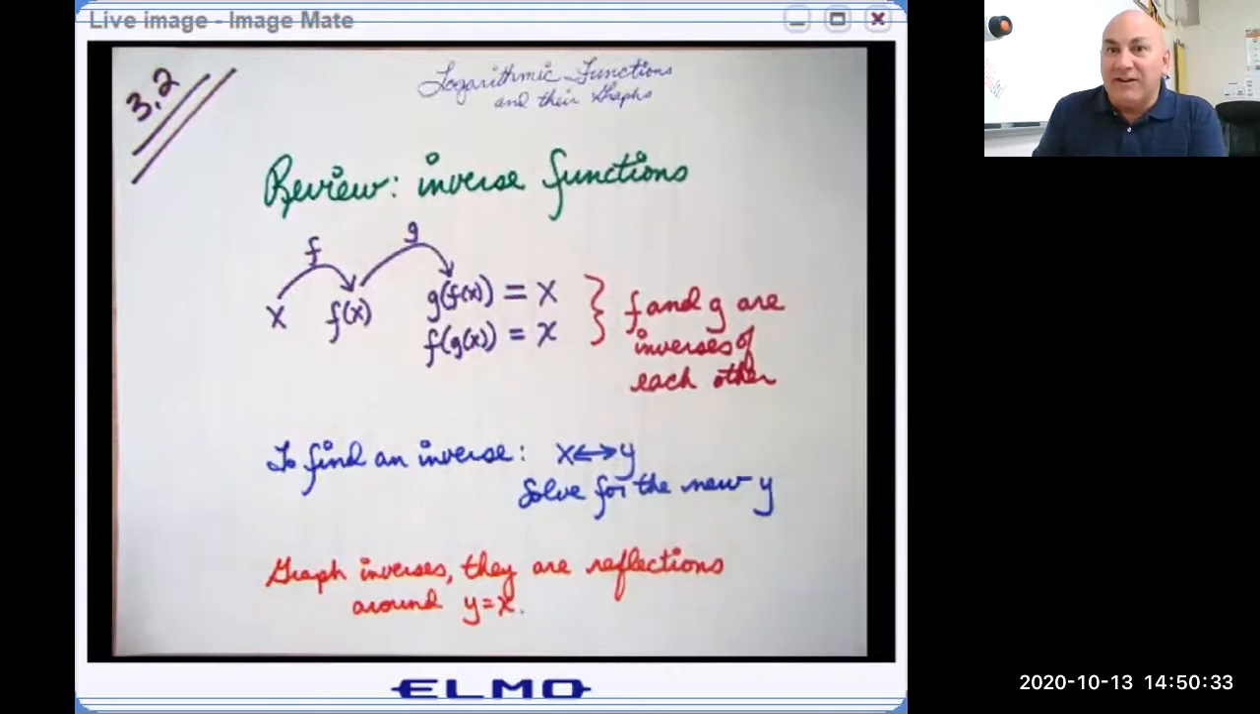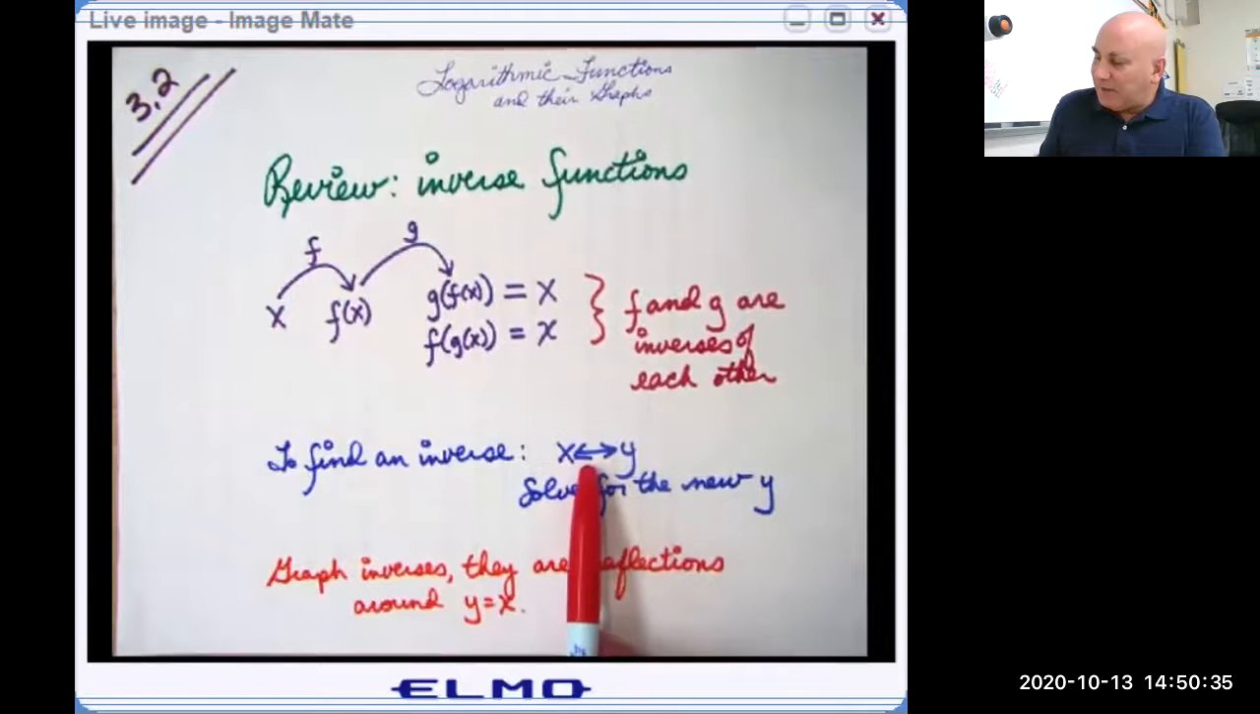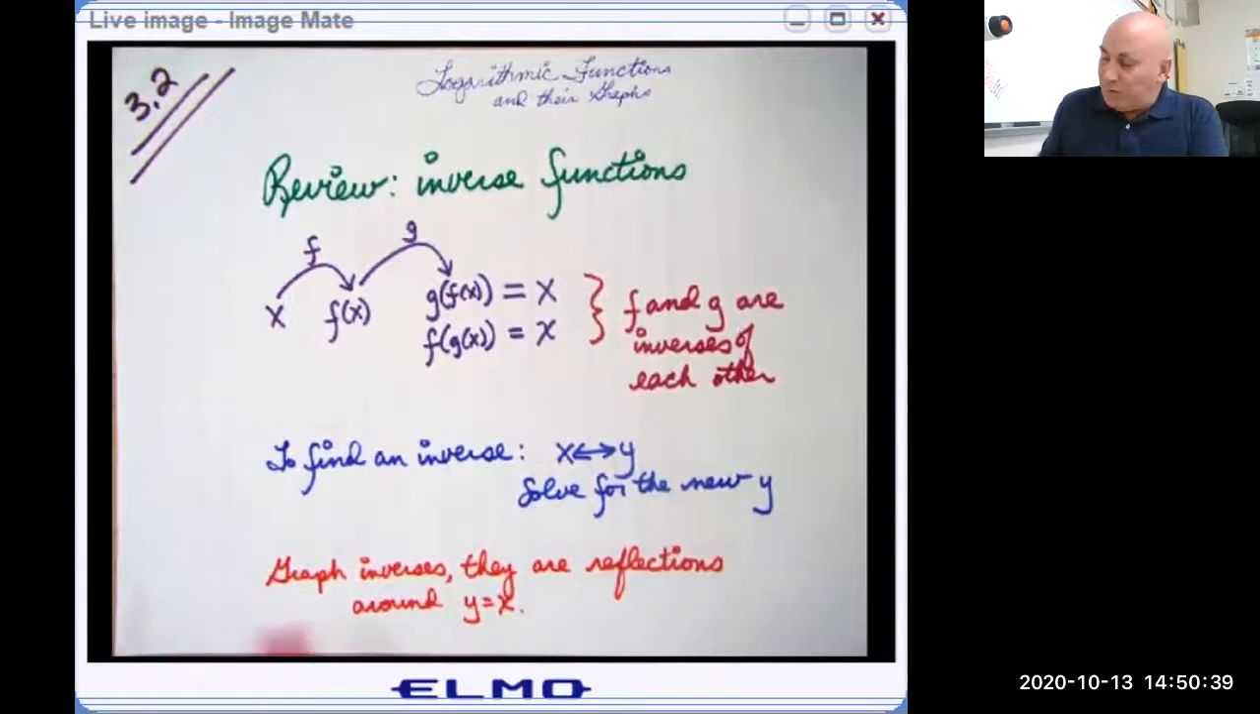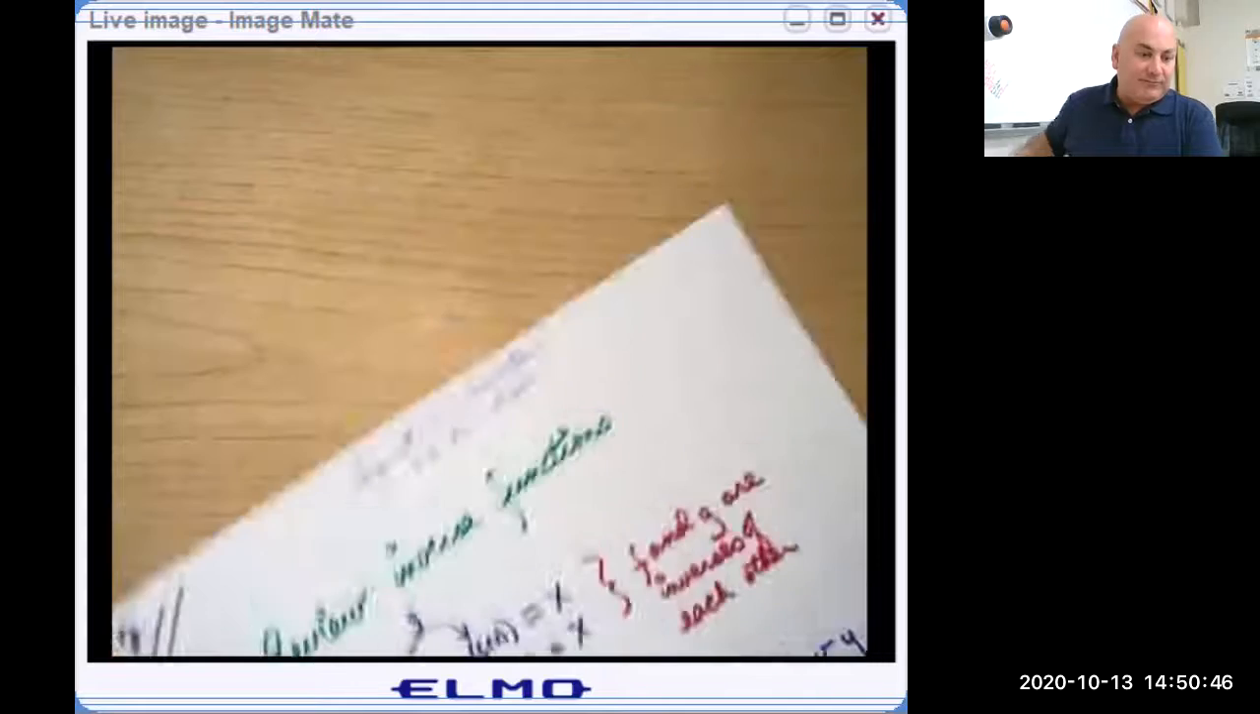And if we want to find an inverse function, we swap the x and y's and solve for the new y. And when we graph inverses, they are reflections around the line y equals x.